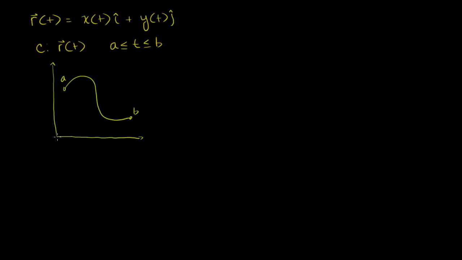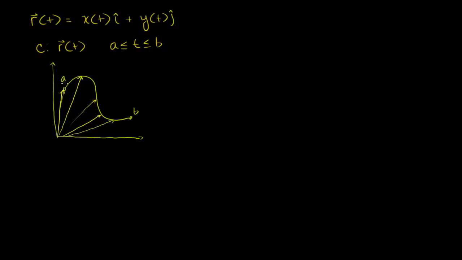So r of a will be this vector right here that ends at that point, and then as t, or if you can imagine the parameter being time, it doesn't have to be time, but that's a convenient one to visualize, as t gets larger and larger, we're specifying different points on the path. We saw that 2 videos ago.